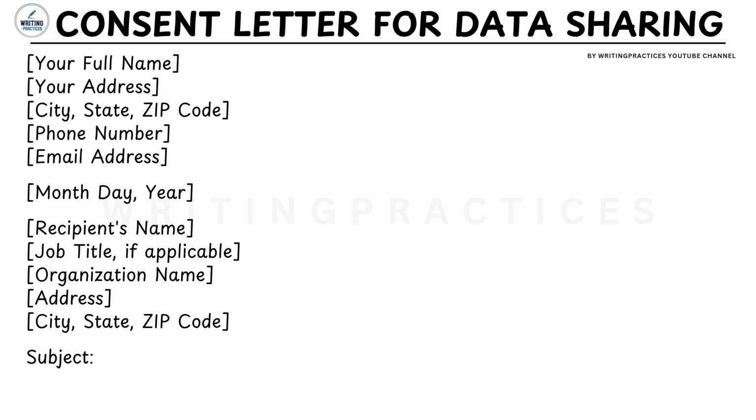Subject line. Now write a clear subject line. For example, Subject: Consent for Data Sharing. The subject immediately informs the reader of the purpose of the letter. A clear subject line helps administrative staff process the authorization efficiently and file it under the appropriate records.